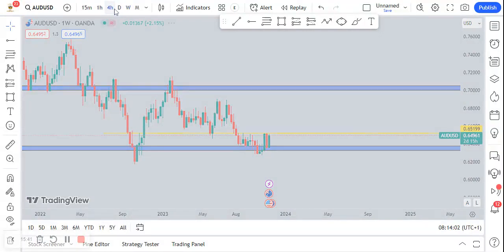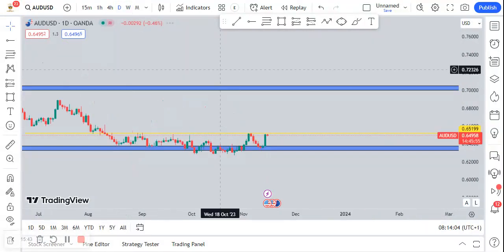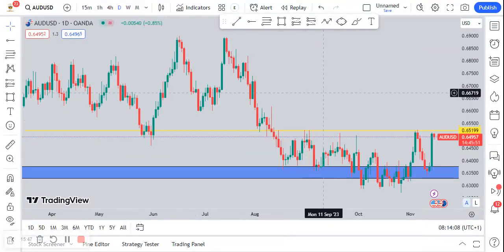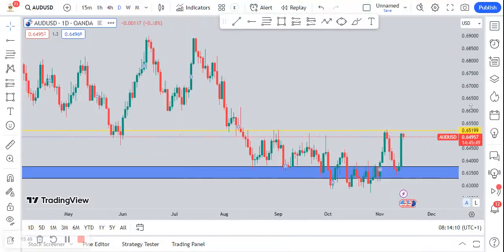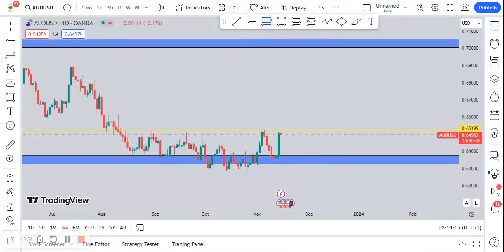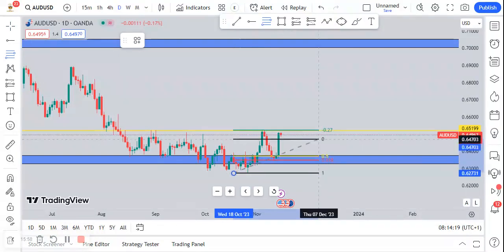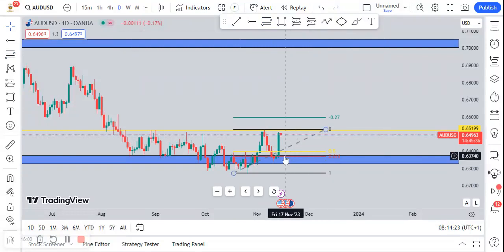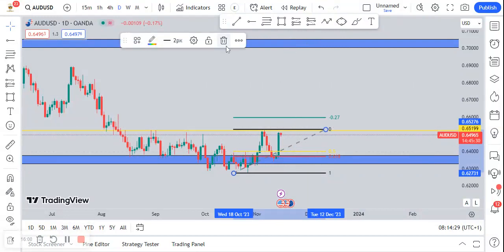The reason why I did not place this trade is because on my daily time frame, I drew my Fibonacci from here all the way to this level. I was waiting for the market to come to my zone, but the market broke below my zone. So the market did not support this on the daily time frame. That's why. Anyway, this one is gone for now.